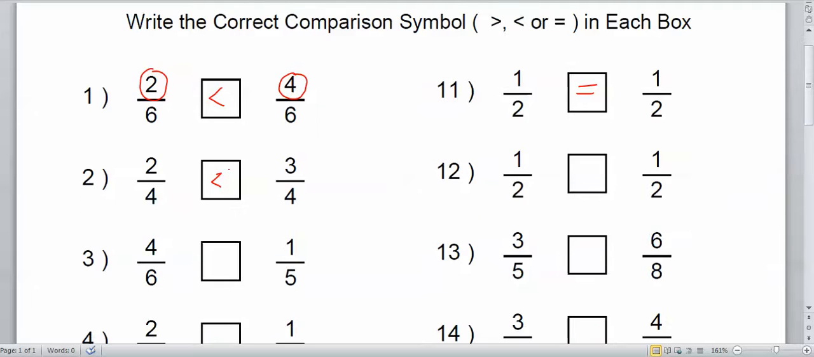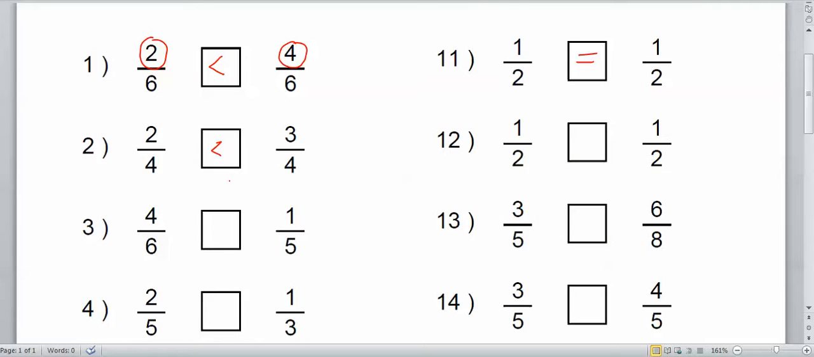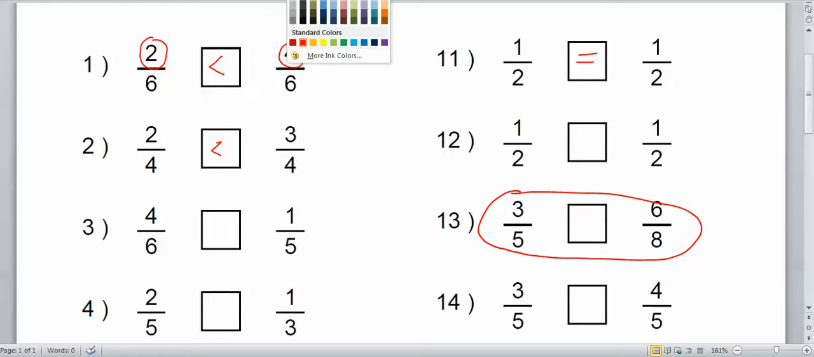Let's go ahead and do one where we may have to work something else out. We've got 3/5 and 6/8. First of all, let's have a look at these two denominators here. It's pretty hard to compare fractions when the denominators are different. So what we need to do is find the multiples of each, and we'll get to why we do that in a second.